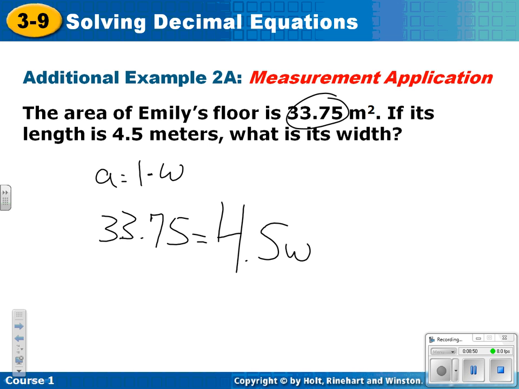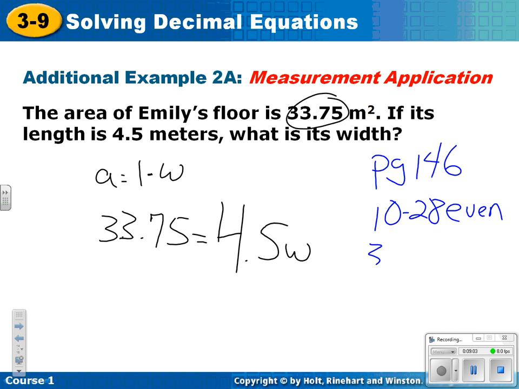Your homework assignment. Page 146, 10 to 28 even, and 38 to 44 all.